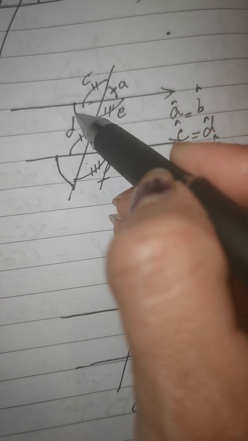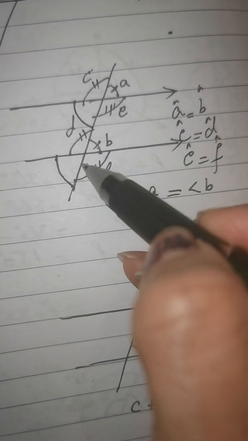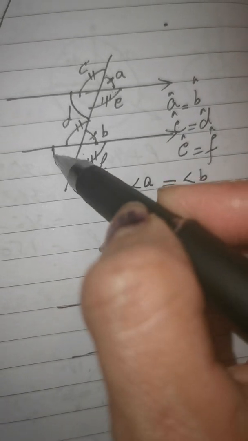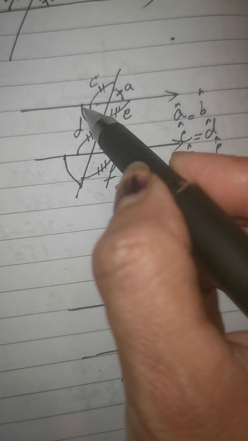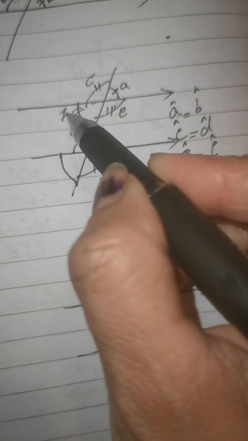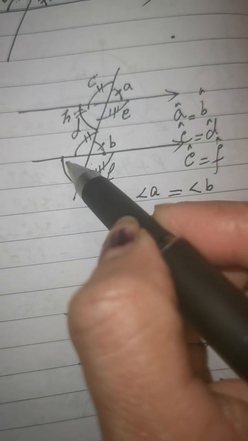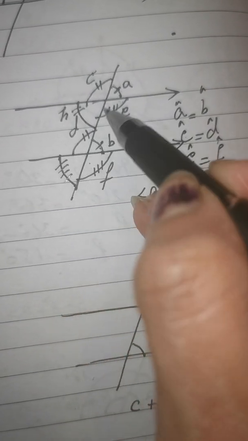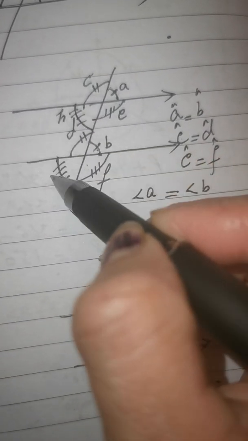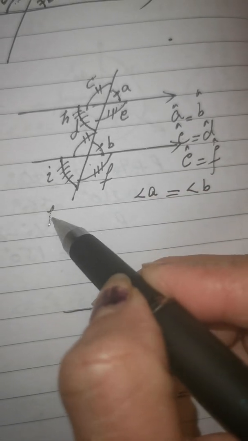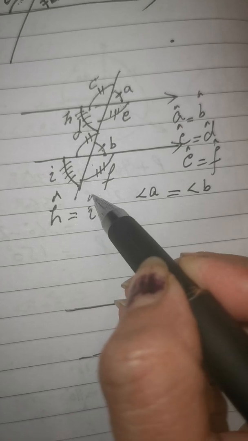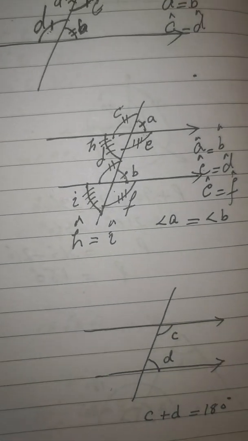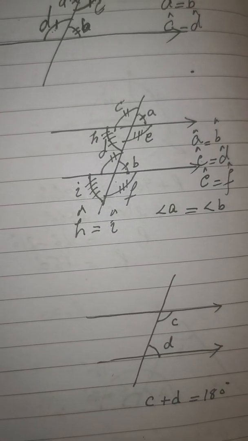And below this line, this is a parallel line, and below this line with the transversal, this is a parallel line with the transversal. So name this as H, cut by 4 lines, and I. So angle H is equal to angle I. We have 4 pairs of corresponding angles, right?